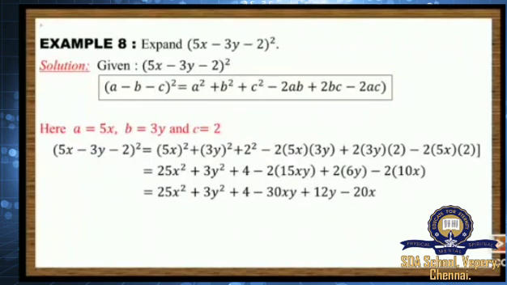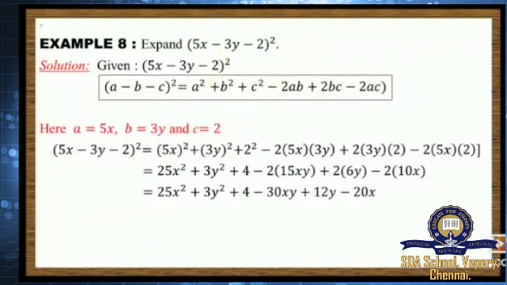Expand 5x minus 3y minus 2 the whole square. So this is of the form a minus b minus c the whole square. So we will solve this expression using the identity a minus b minus c the whole square equals a square plus b square plus c square minus 2ab plus 2bc minus 2ac. So here a equals 5x, b equals 3y, c equals 2.